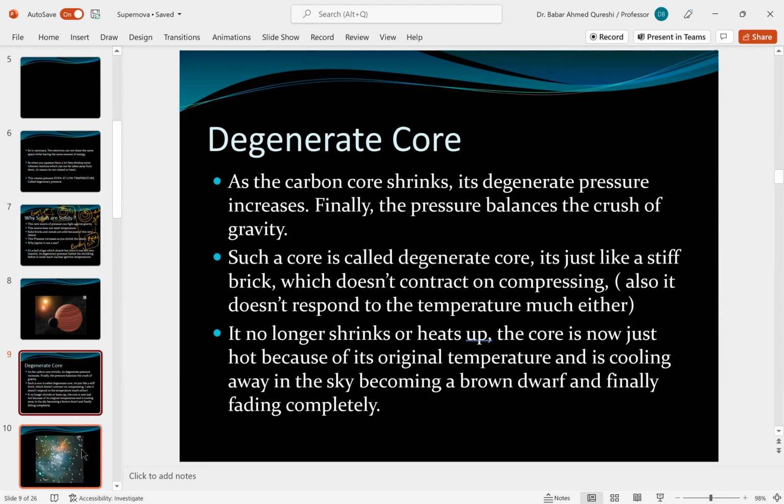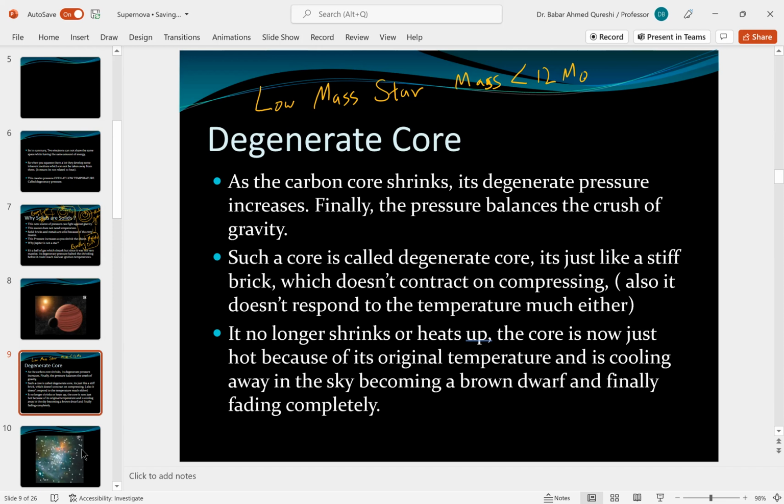Now, why are we discussing it right now? Because of what happens in these stars at the end of their life. Well, this is true for low mass stars. What do we mean by low mass? Where mass is less than 12 solar masses. Stars which are lighter than 12 solar masses.